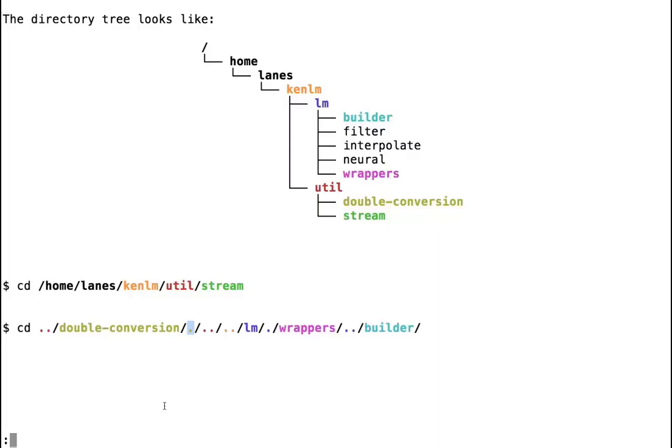Dot is another name for the current directory. This means that ../double conversion/. means exactly the same thing as ../double conversion.